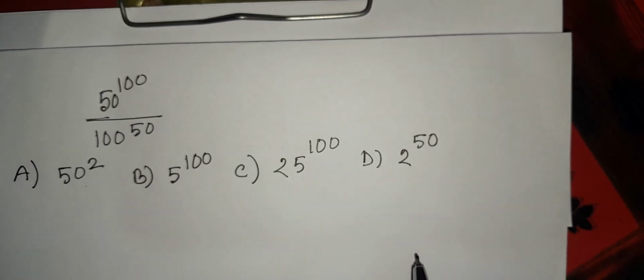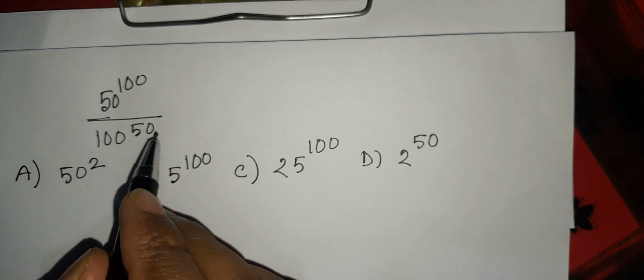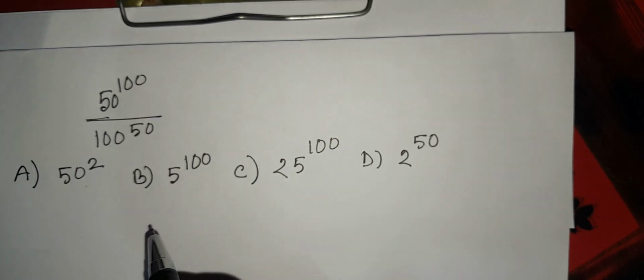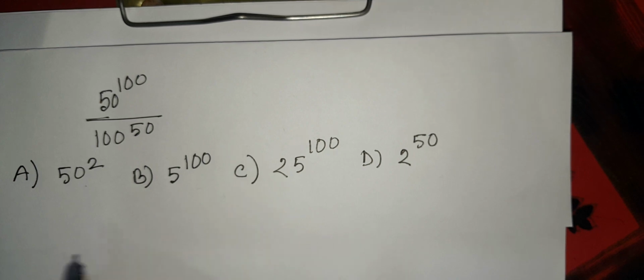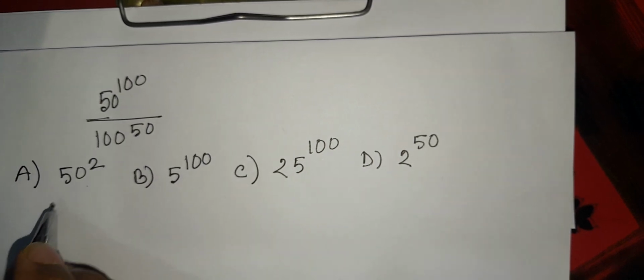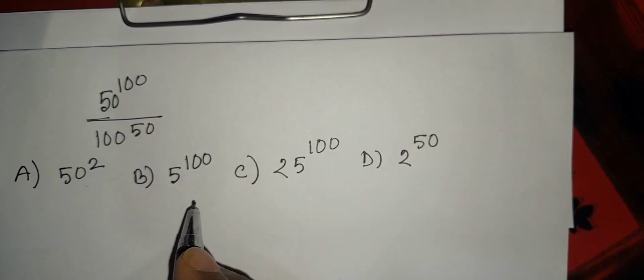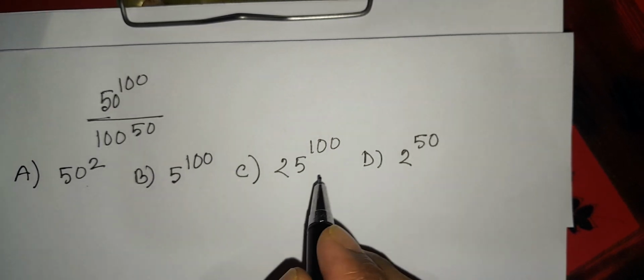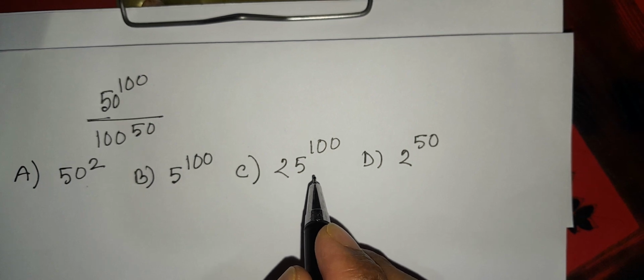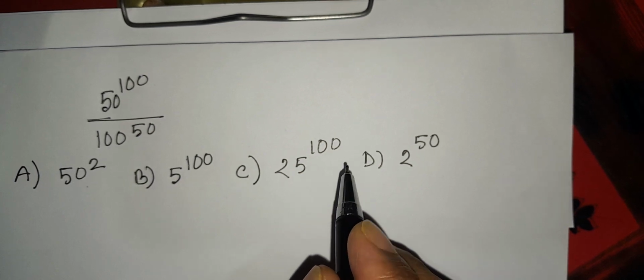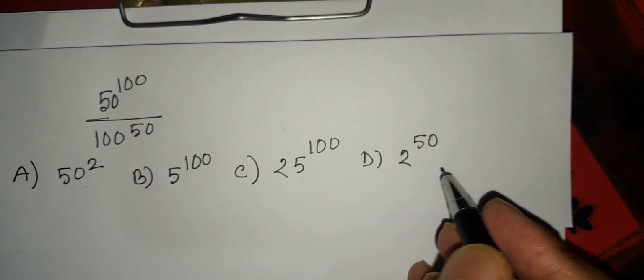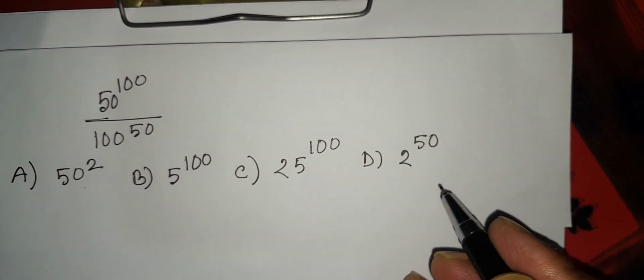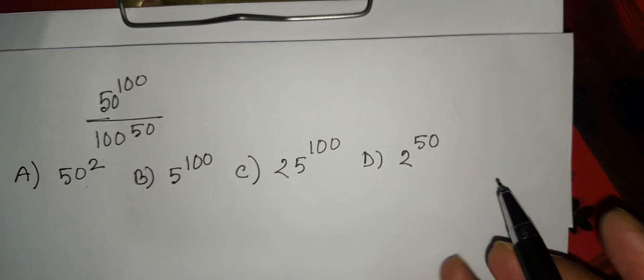Today I will solve a nice exponential problem: 50 to the power 100 by 100 to the power 50, what will be the answer? Here the options are given. A is 50 square, B is 5 to the power 100, and C is 25 to the power 100 and D to the power 50. We find out the answer.